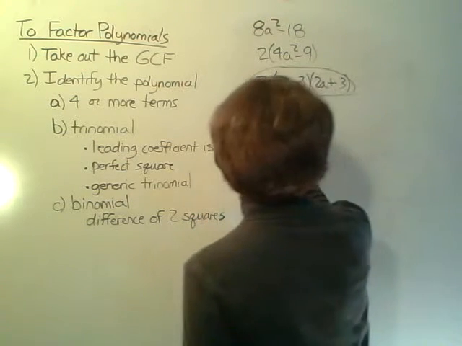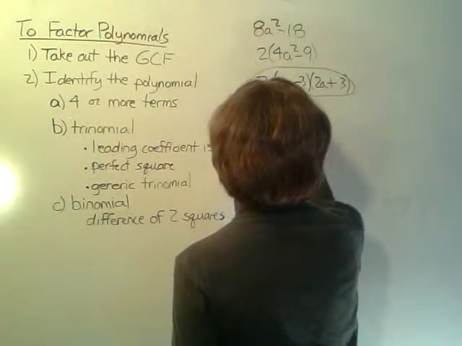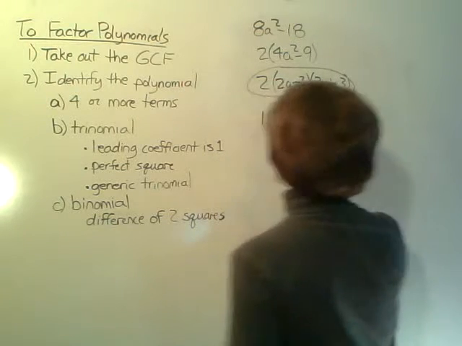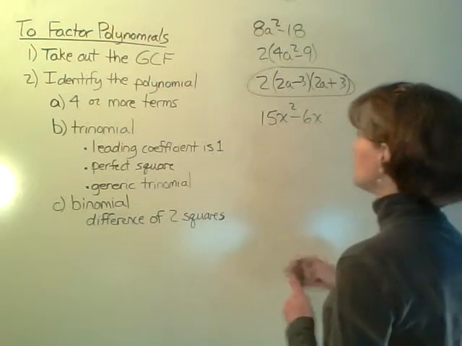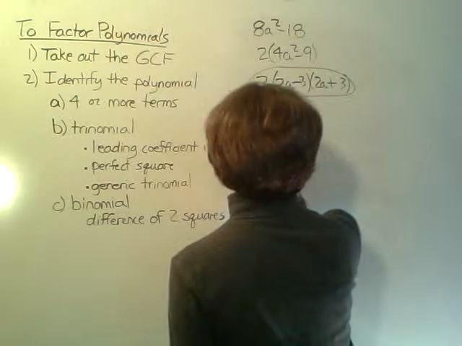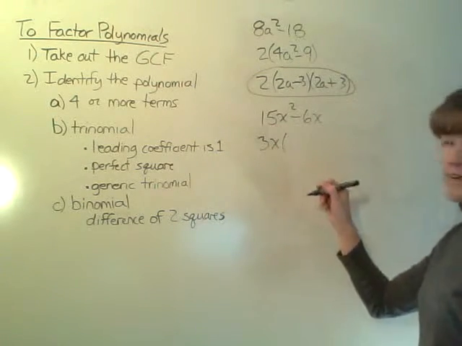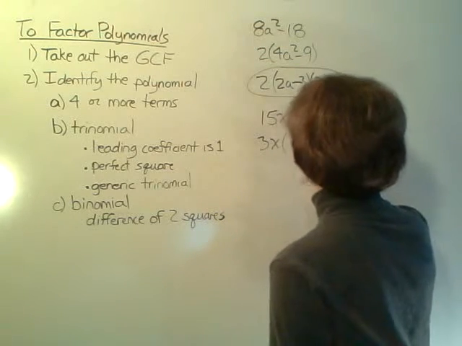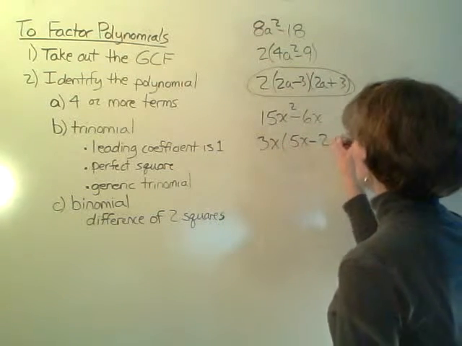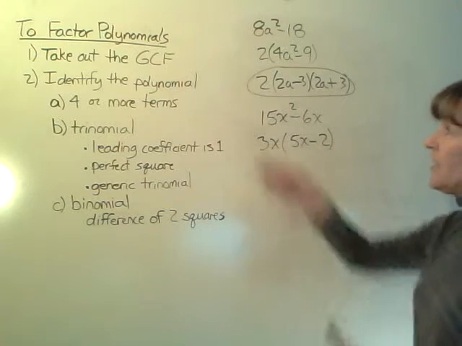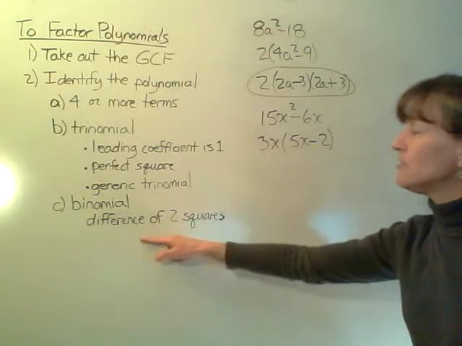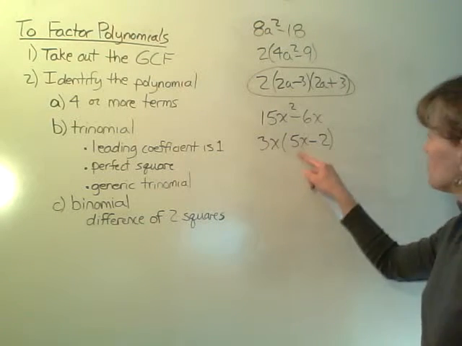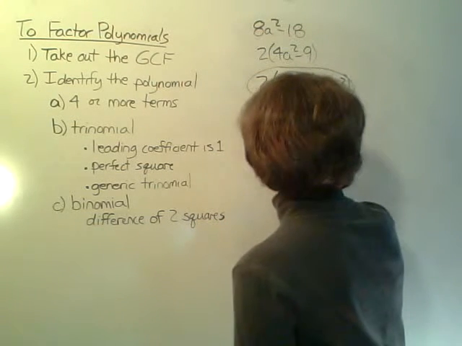Well, let's do another binomial. 15x squared minus 6x. All right, take out the greatest common factor. Well, I have a 3x in common with both of these. So when I pull the 3x out, I have 5x left here and minus 2 left here. Now I identify my polynomial. Well, my polynomial is a binomial. Is it a difference of 2 squares? No, it clearly is not. So I am done.